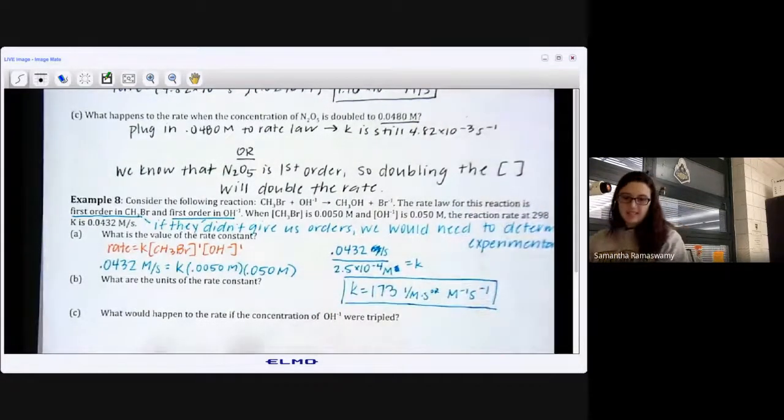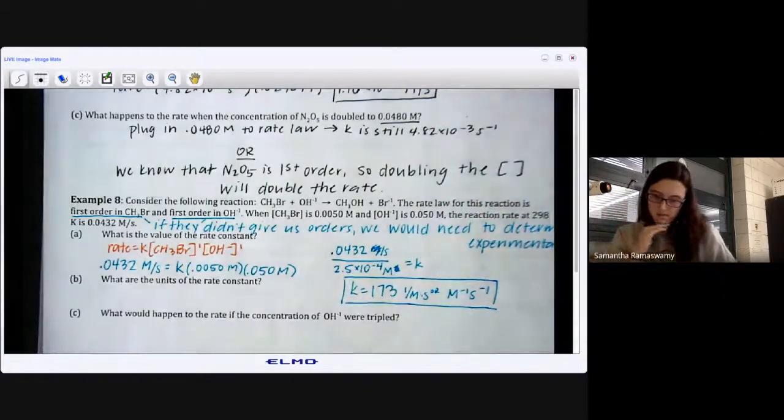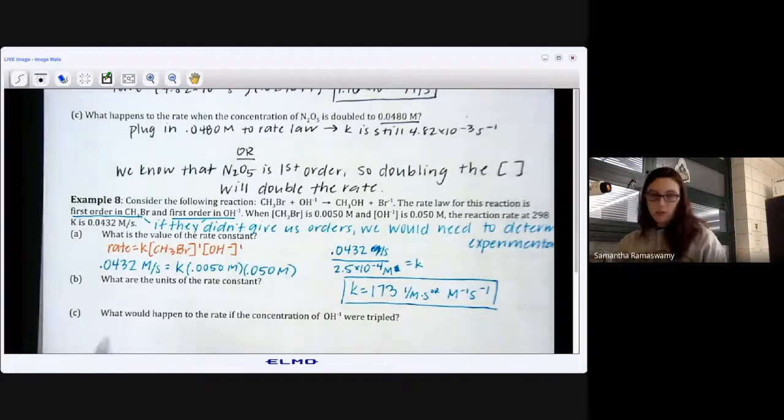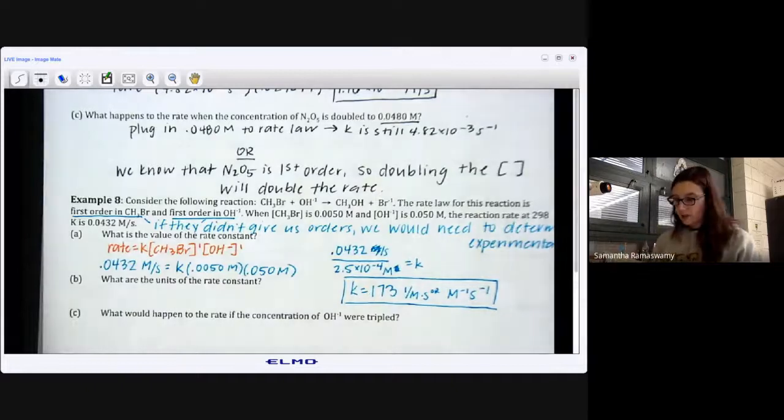So there's A and B together. All right, A and B together there, because A wanted the value, B wanted the units. I just did it at once. Again, the higher your value of K, the faster your rate will be. So the higher the rate constant, the faster it'll go.